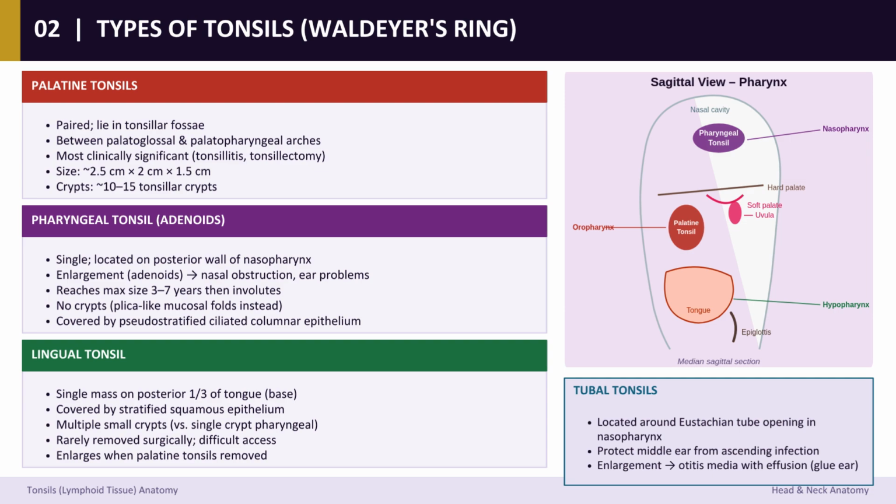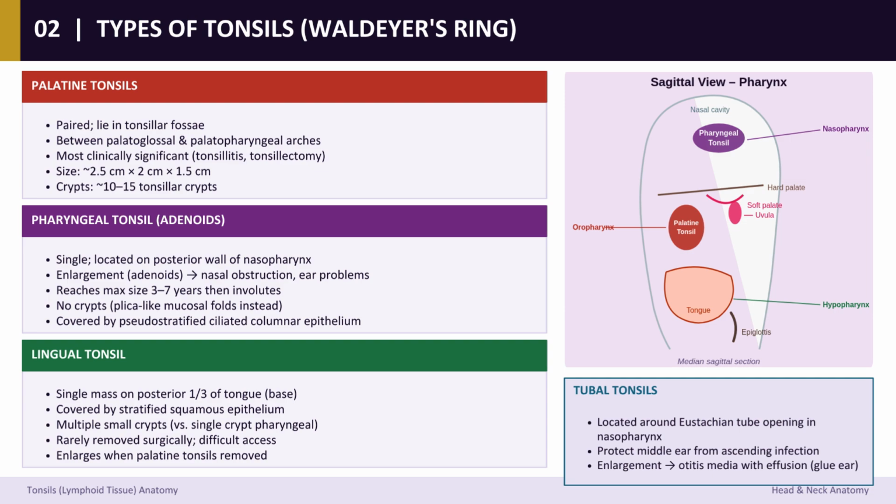What are the types of tonsils? Palatine, pharyngeal tonsil, also known as adenoid, and lingual tonsil. Palatine tonsil is paired and lies in the tonsillar fossa between the palatoglossal and palatopharyngeal arch. Here we can see the sagittal view of the pharynx, so you can locate where it is. Mostly clinically significant in tonsillitis and tonsillectomy. Clinically, if the tonsil is enlarged, then we can do the tonsillectomy.